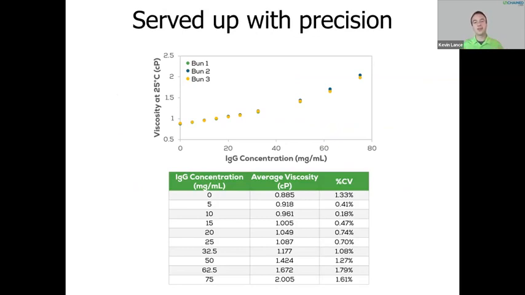Honeybun also serves up viscosity data with high precision. So here we're looking at that same 0 to 75 milligram per mil IgG run, and now we're looking at it across 3 different buns. And you can see by the results table at the bottom, the average viscosity and the precision, which is less than Honeybun's 2% precision specification, even across different samples and all 10 of these different concentrations.